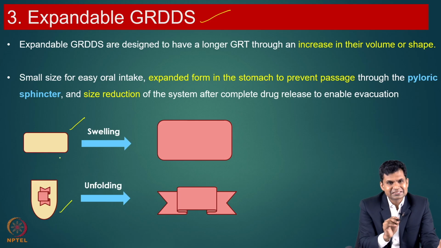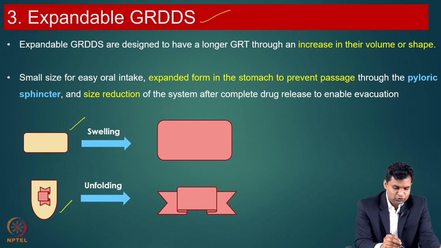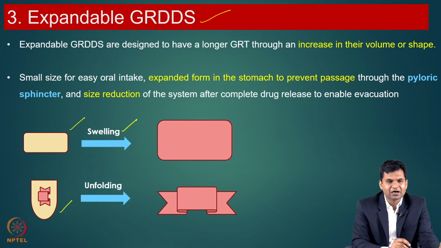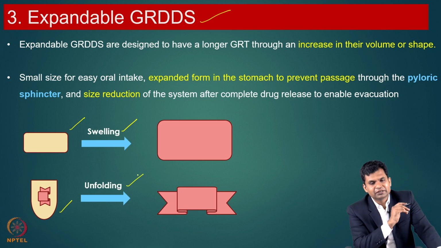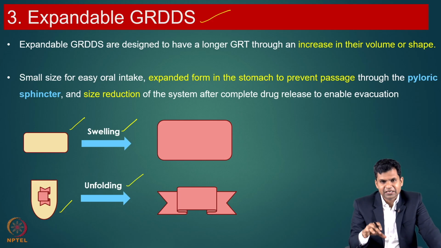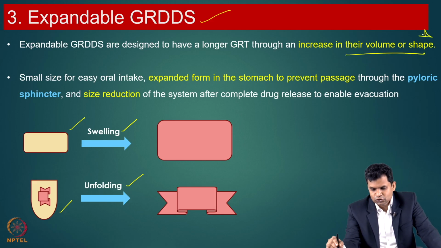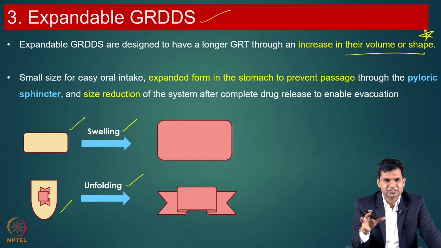Expandable gastroretentive drug delivery systems are classified into two types based on the mechanism. The first is the swellable expandable gastroretentive drug delivery system. The other one is the unfolding expandable gastroretentive drug delivery system. Now, we will see there is a change in their volume as well as the shape after administration. So, you will see the change in their physical form, right.